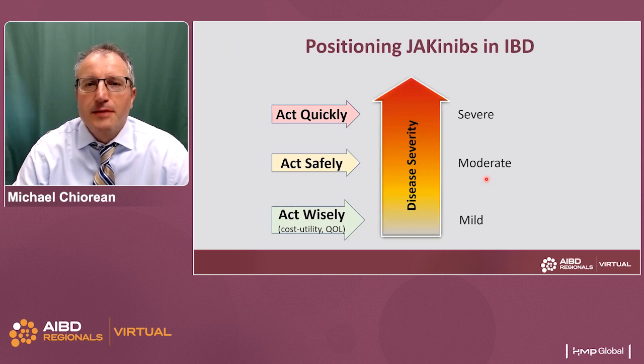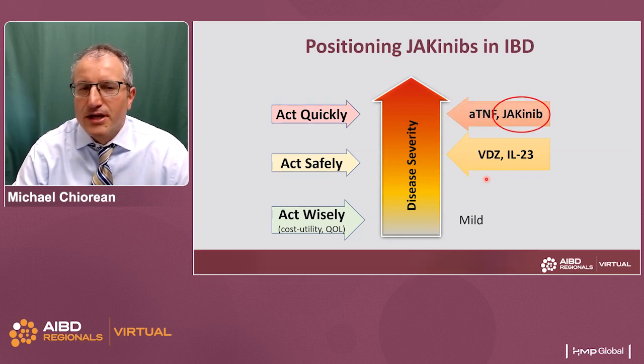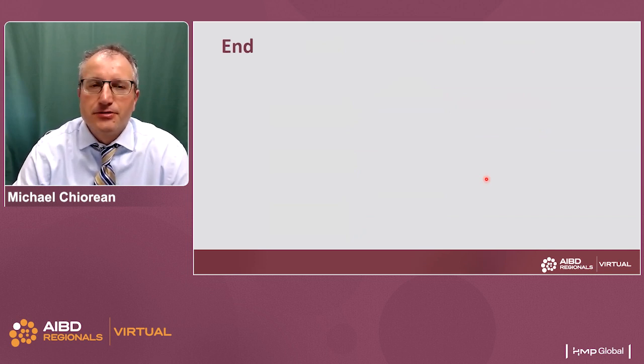So with that, how would I position JAK inhibitors? Of course, for patients with moderately active IBD, the safer agents seem to run the day. So that's where Vedo and IL-23 inhibitors have a very good place. Whereas for patients with more severe disease, where there is that need for speed, anti-TNF, specifically infliximab, and JAK inhibitors are probably the best agents. And that was my last slide. I'll be happy to entertain any questions at the end.